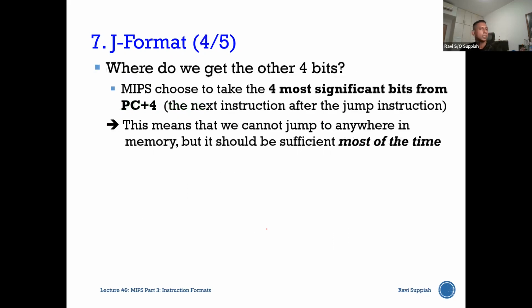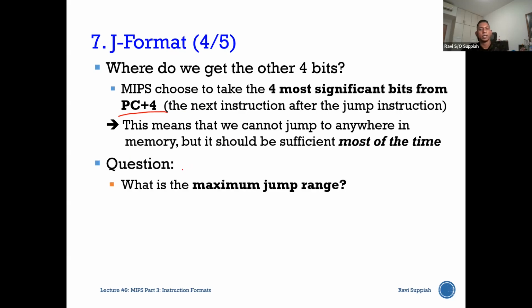Now the next thing is I need another 4 bits. And where do I get the 4 bits? I will get the 4 bits from the PC plus 4. Whatever address it is holding at the moment, I take the upper 4 bits and use that to complete the 32 bits of my jump address. So the maximum jump range is 256 megabytes.